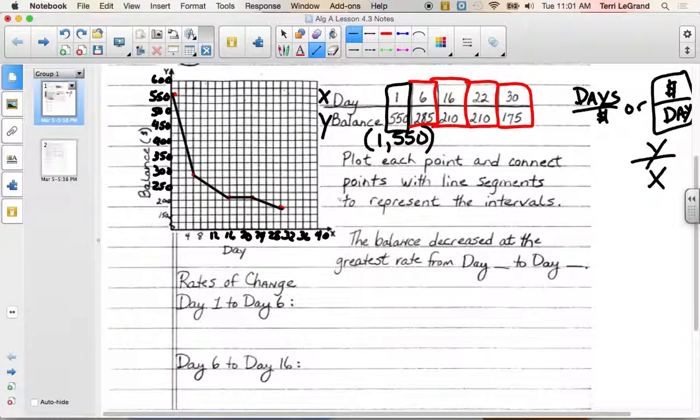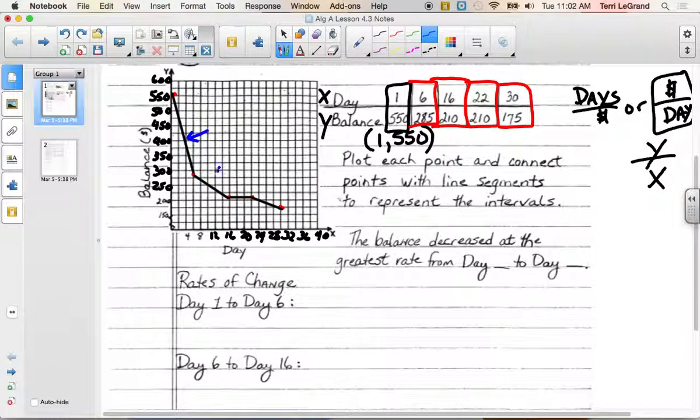Okay, so we have line segments. Every line segment represents a rate of change. So how many rates of change do we have, do you think? Every line segment represents a rate of change. How many line segments do we have, Trey? 4. We have 4 of them. So we are going to find 4 different line segments, or rates of change, I mean.